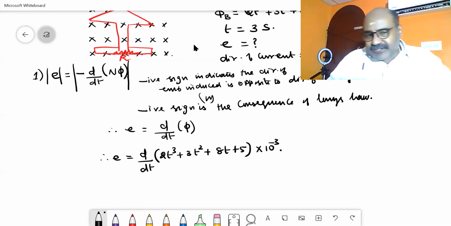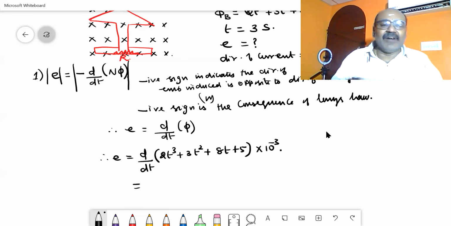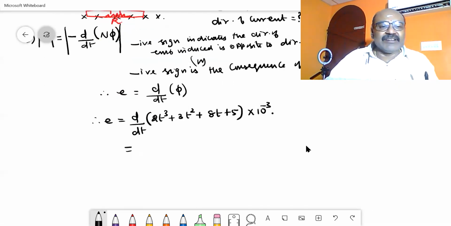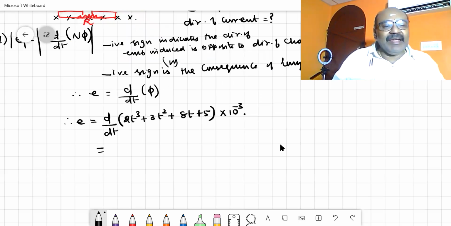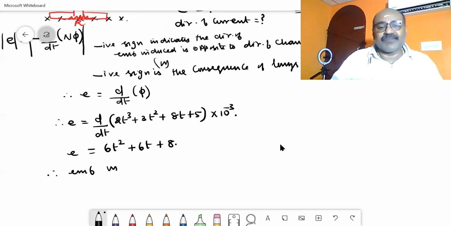You differentiate this equation with respect to time, and you will get the answer. When differentiating, you get E equal to 6t square plus 6t plus 8, and I had left out one thing, into 10 to the power of minus 3.